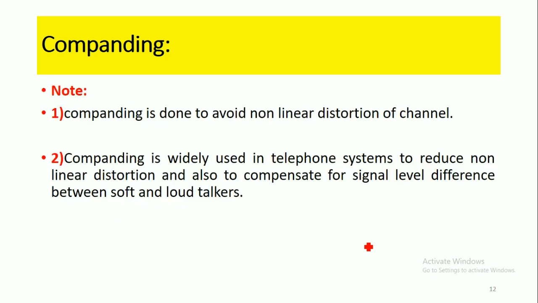In companding we have to remember two points. One is that companding is done to avoid nonlinear distortion of a channel, and the second one is that companding is very widely used in telephone systems to reduce nonlinear distortion and also to compensate for signal level differences between soft and loud talkers. So this is about companding.